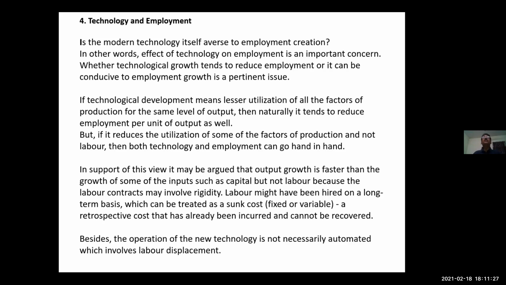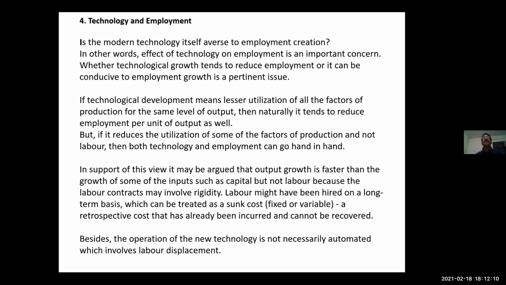But if it reduces the utilization of some of the factors of production and not all, not labor, then both technology and employment can go hand in hand. So you can have technological advancement and also a rise in employment levels if the new technology does not necessarily reduce all the factors of production. In support of this view, it may be argued that output growth is faster than the growth of some of the inputs, such as capital, but not labor, because the labor contracts may involve rigidity. Labor might have been hired on a long-term basis, which can be treated as a sunk cost.